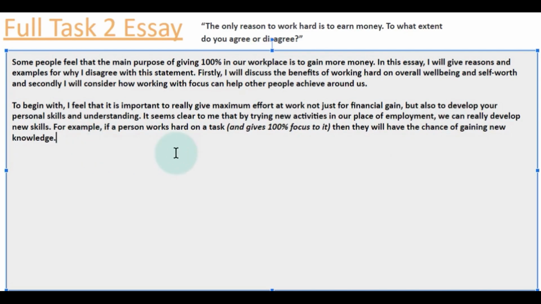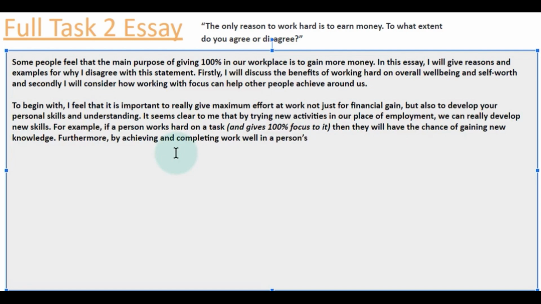So that's really what I wanted to talk about in terms of learning new skills. And I was also talking about overall well-being too. Furthermore, by achieving and completing work well in a person's employment.